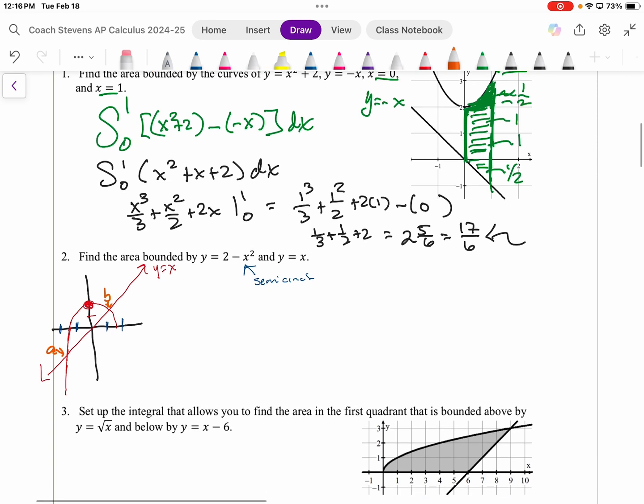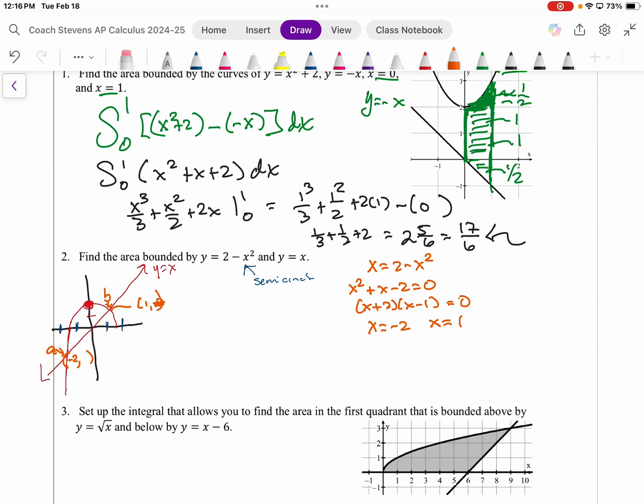So, systems of equations. When does x equal 2 minus x squared? So when does x squared plus x minus 2 equal 0? That would be x plus 2 times x minus 1. So x is equal to negative 2 and x is equal to positive 1. So negative 2 is my a. That's negative 2 comma something. Don't care about the comma something. And that's 1 comma something.